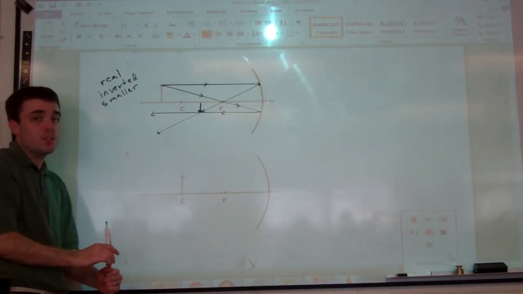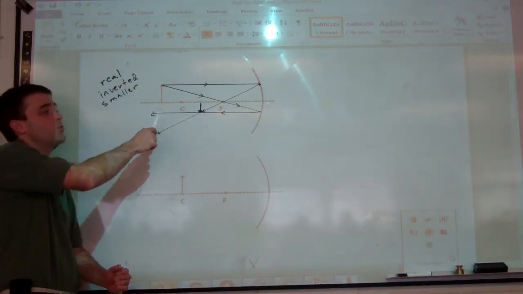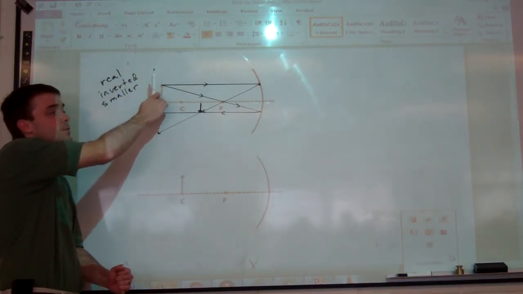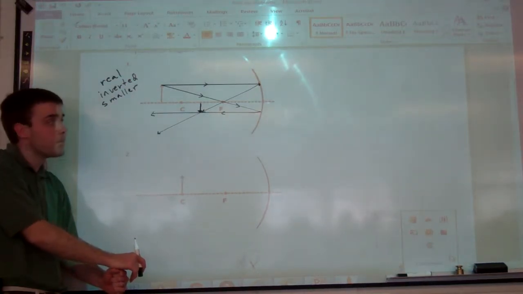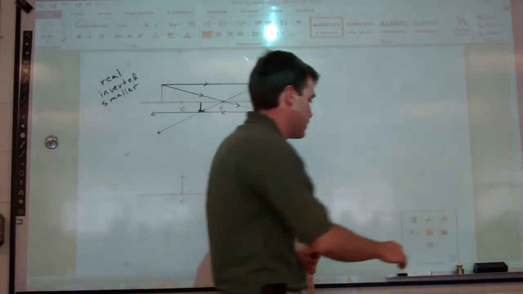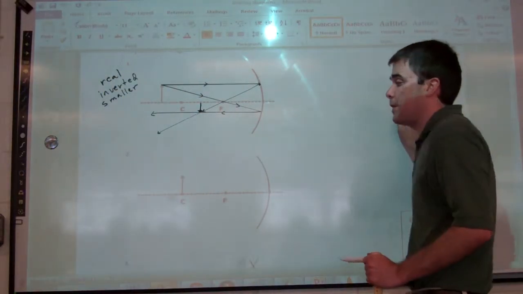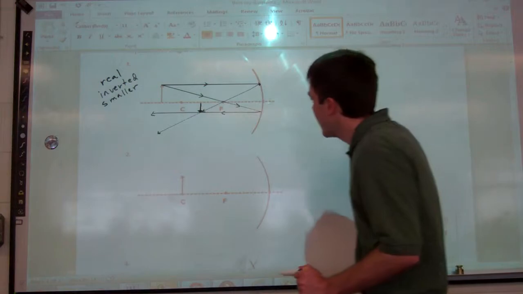Anybody have any questions? So these three things are always true no matter what the mirror, if the object is further away than the center of curvature. Does that make sense to everybody? Okay. Can I erase this? Yes.